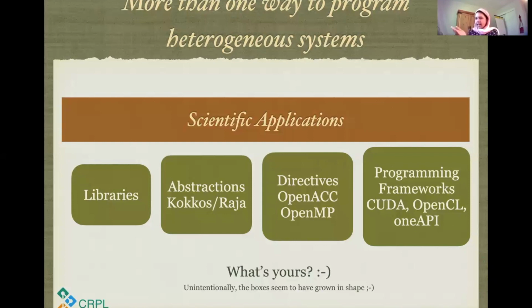So there is just a handful. I'm sure I've missed quite a lot of them, but libraries, without them, none of this is going to work. Programming abstractions at the language level are Kokkos, RAJA, directives, OpenACC, OpenMP, and I think the entire group is quite familiar with all these jargons, right? All of you are working on this in some form or the other. And of course, we have the lower level frameworks, CUDA, OneAPI, OpenCL, etc.